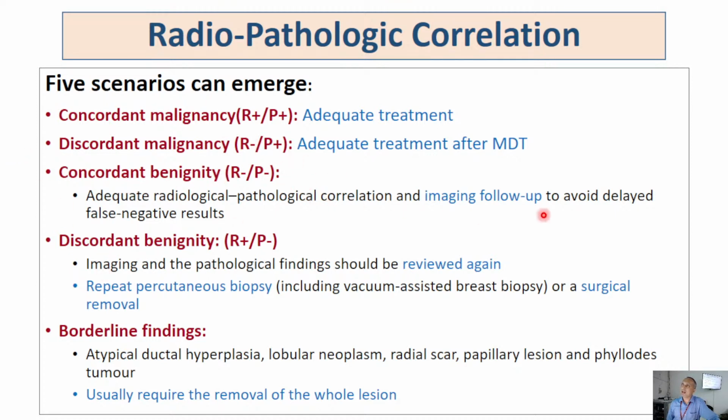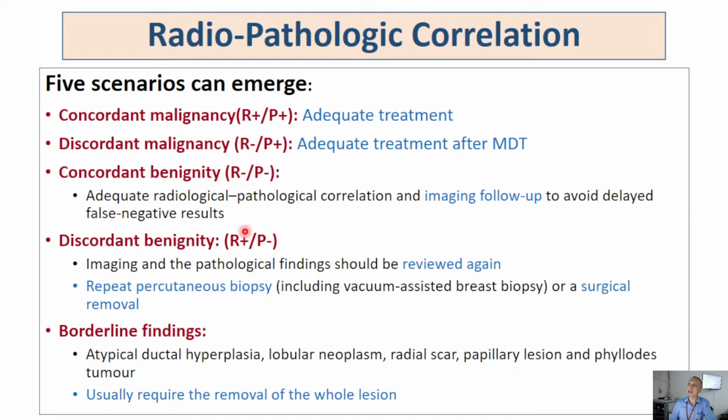Concordant benignancy is a very reassuring situation, but again, you need a radio-path discussion to ensure that you can just keep the patient on imaging follow-up and nothing more is needed. It's not as if radiology is negative and pathology is negative, so just send the patient home. You need to really identify that it's really that way.